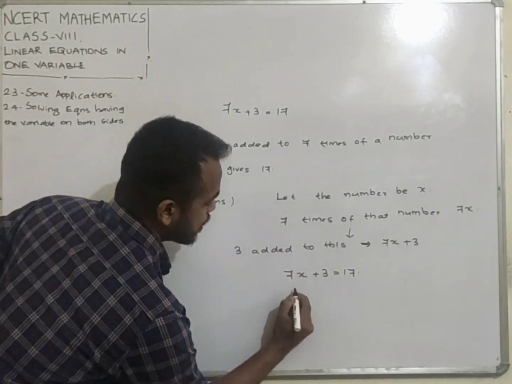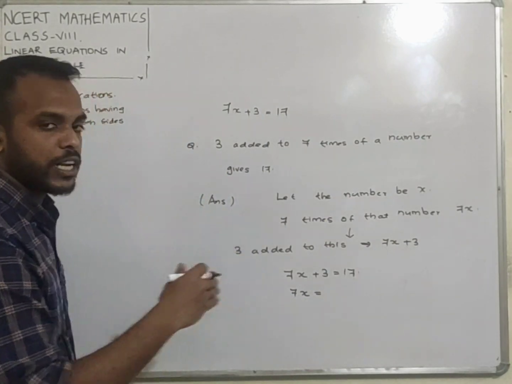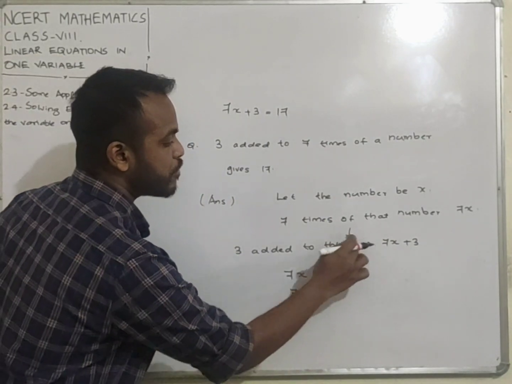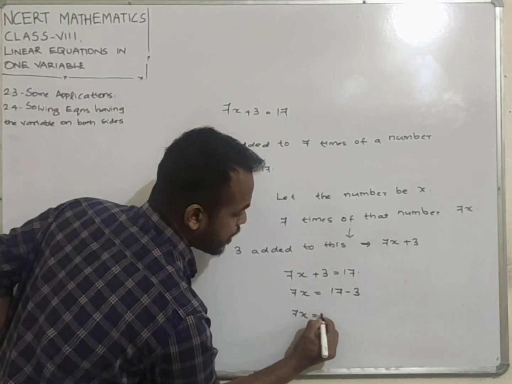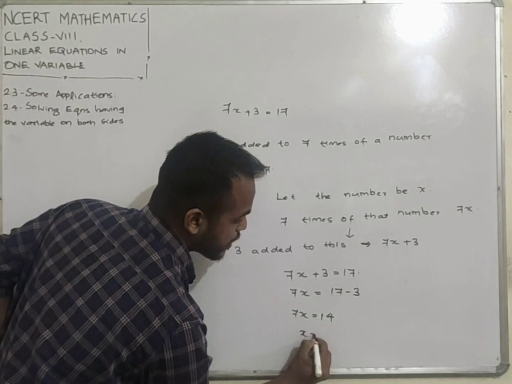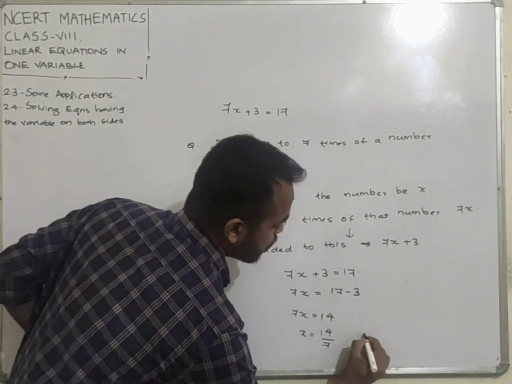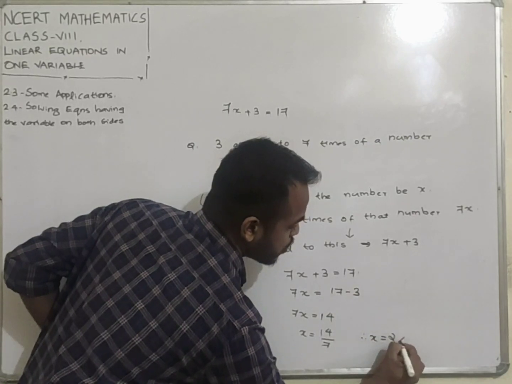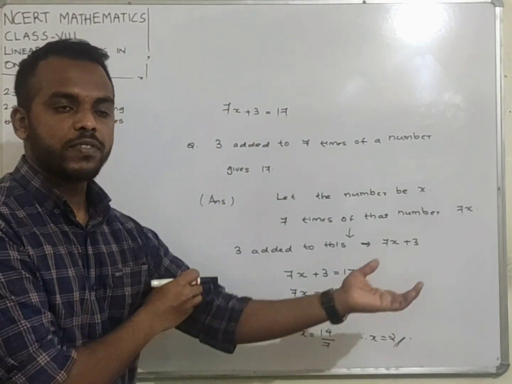This is just a reminder of what we have done in your earlier classes. Moving 3 to the other side gives 7x = 17 - 3. 7x means 14. Then x can be obtained by dividing 14 by 7. Therefore, x is 2.